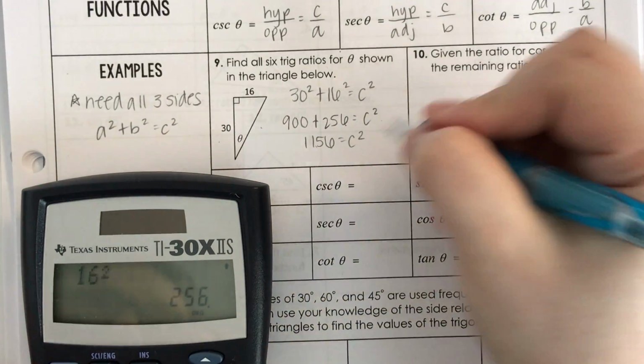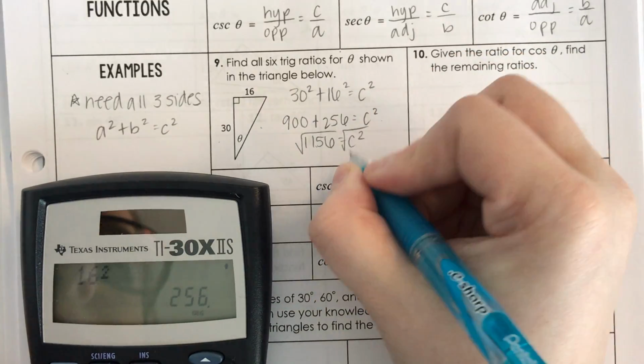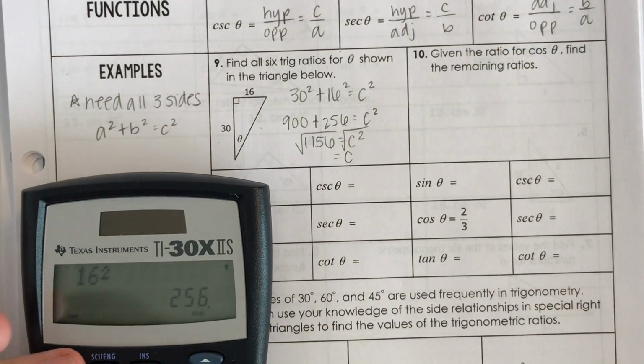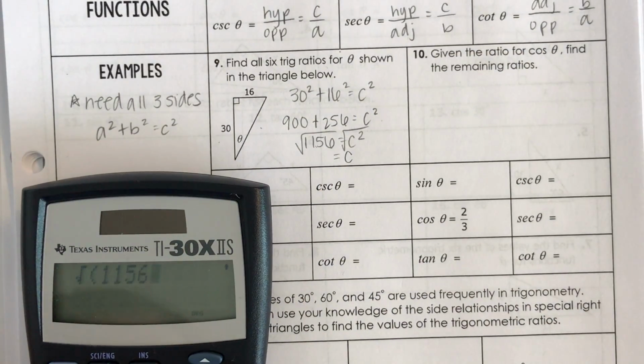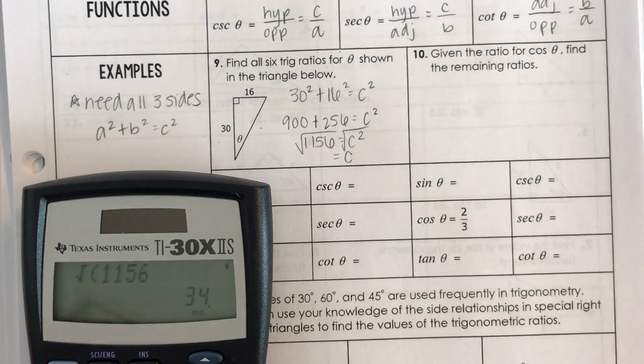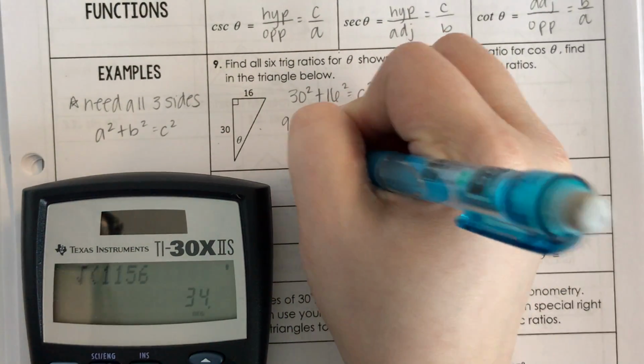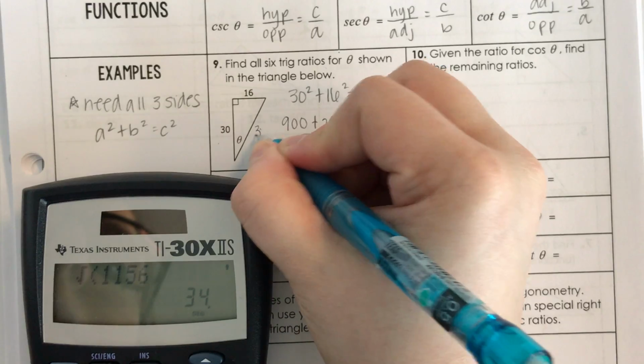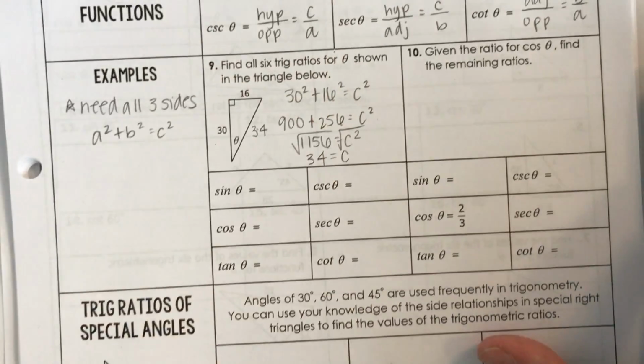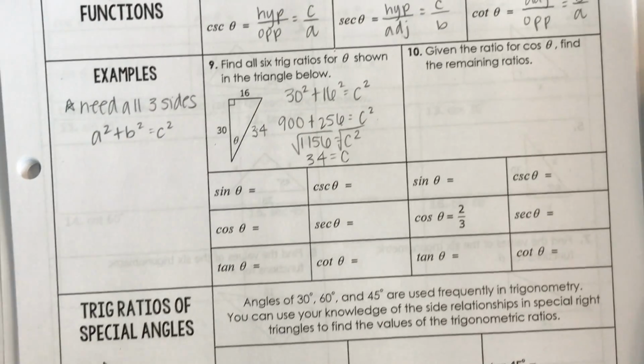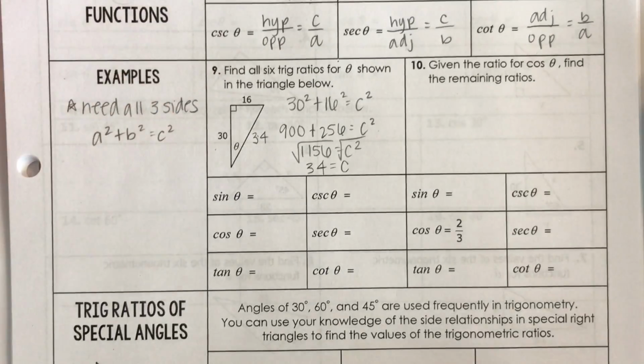Add those together, you get 1156 equals c squared. Take the square root. So square root of 1156 is 34. Look at that, a nice whole number. So we know that the hypotenuse is 34. Okay? We have all 3 sides now. We can find all 6 trig functions.